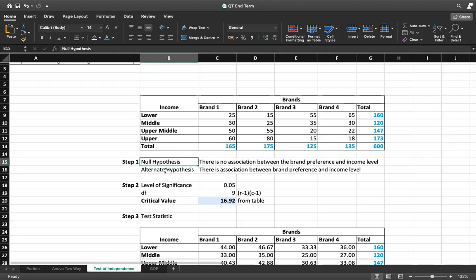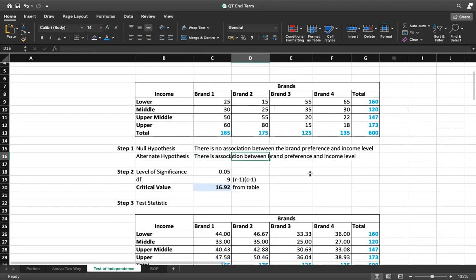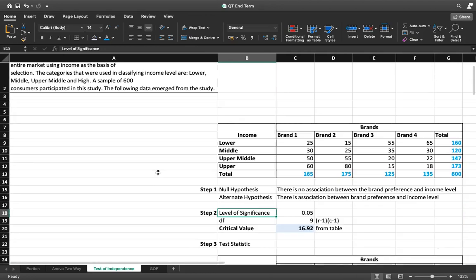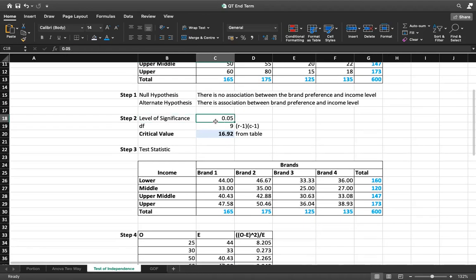Now my step 1 is going to be my null hypothesis. The null hypothesis is basically that there is no association between brand preference and income level, and your alternative is that there is association between brand preference and income level. Regardless of what sum it comes, your null hypothesis will always be that there is no association, and your alternate hypothesis will always be that there is association between the two variables. The level of significance is 0.05, which I have assumed.